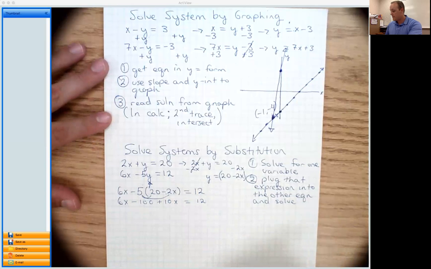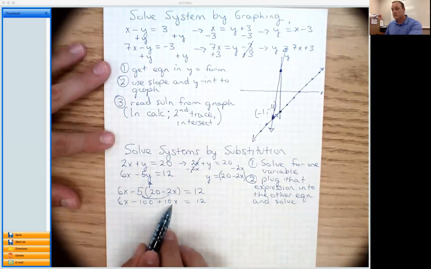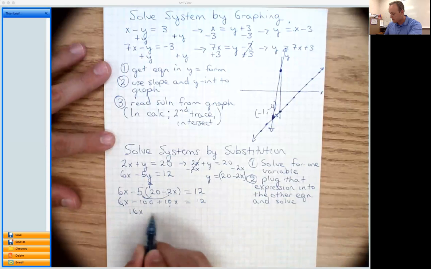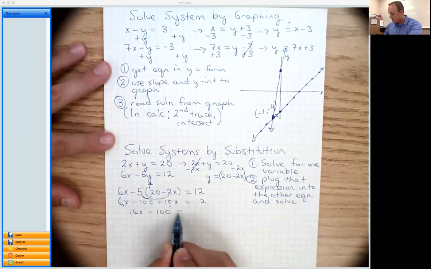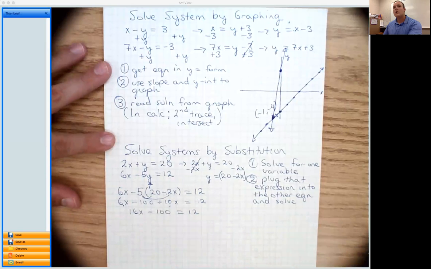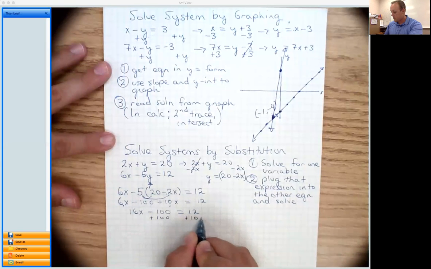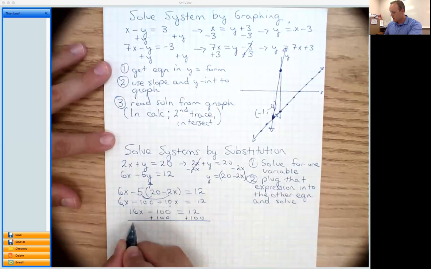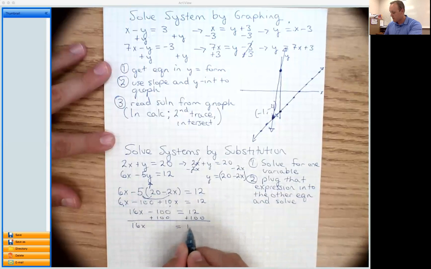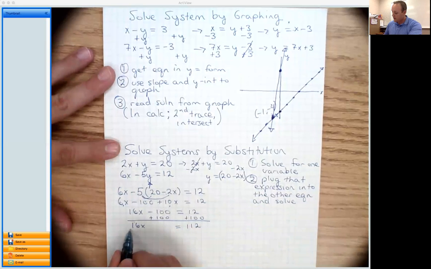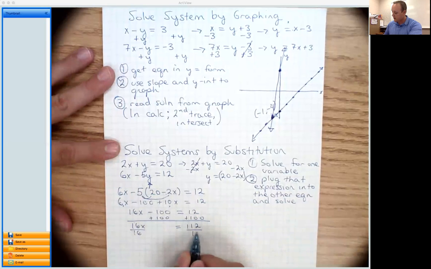Okay, so now what? Combine the x's. So 6x and 10x makes 16x. All right, what now? Add 100. So 16x equals 112. Divide by 16. And what's x end up giving you? 7. That is correct.